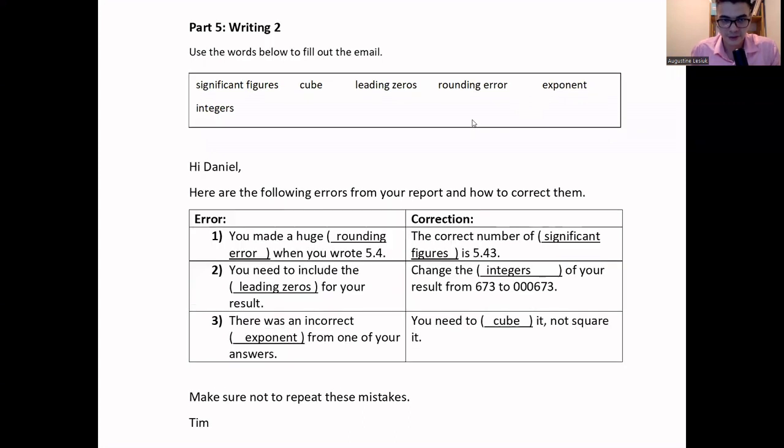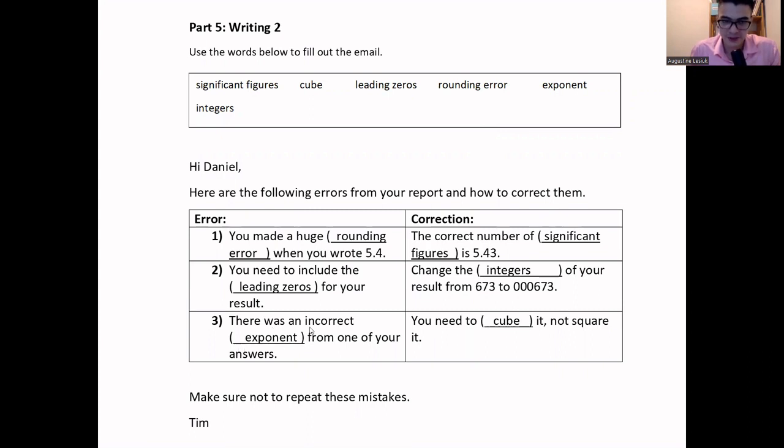Here are the answers. Hi, Daniel. Here are the following errors from your report and how to correct them. Error. You made a huge rounding error when you wrote 5.4. Correction. The correct number of significant figures is 5.43. Error. You need to include the leading zeros for your result. Correction. Change the integers of your result from 673 to 000673.